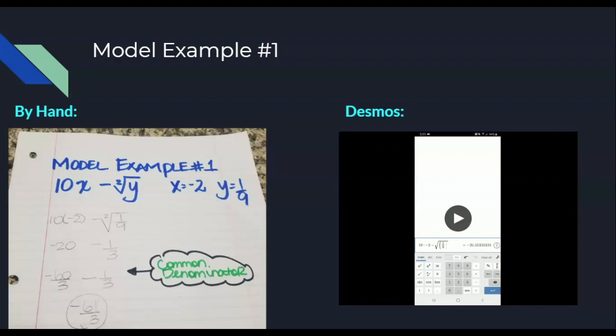And then I'm going to simplify the square root of 1/9, which is 1/3. After that, working by hand, to subtract these two numbers, I must get a common denominator, which is 3. So then I subtract -60/3 minus 1/3, which gives me -61/3. Please take some time to look at the Desmos calculator approach to see if you can get the same answer.